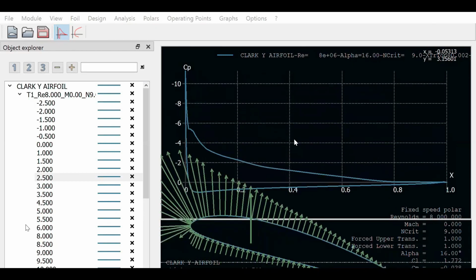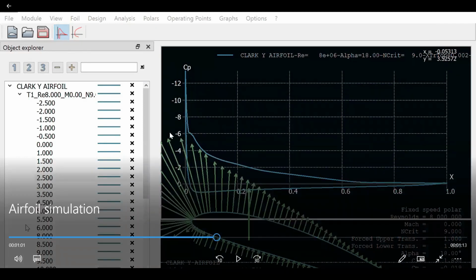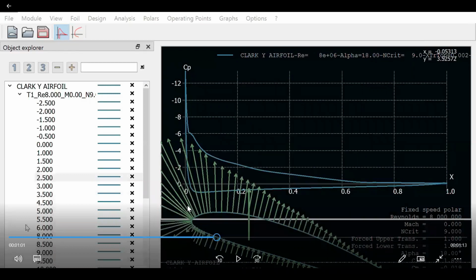Can you guess, I would like to pause here. Can you guess what kind of decision we can make from this? Do you have any guess? Anyone? You? Okay. Yes, please. The angle of attack.